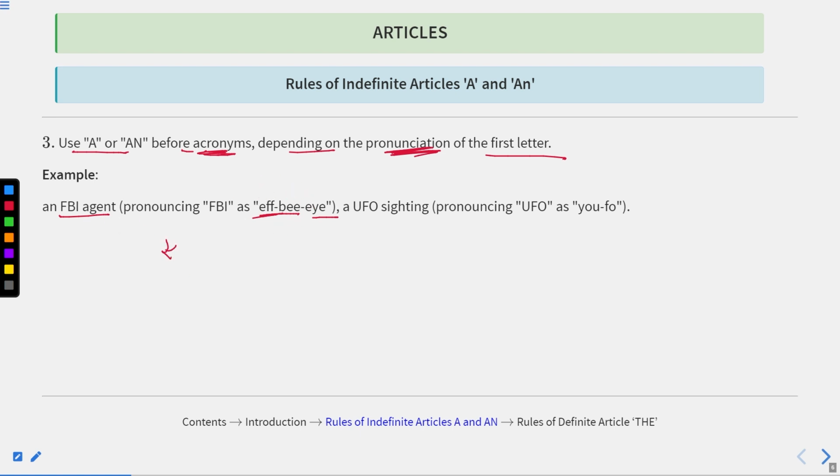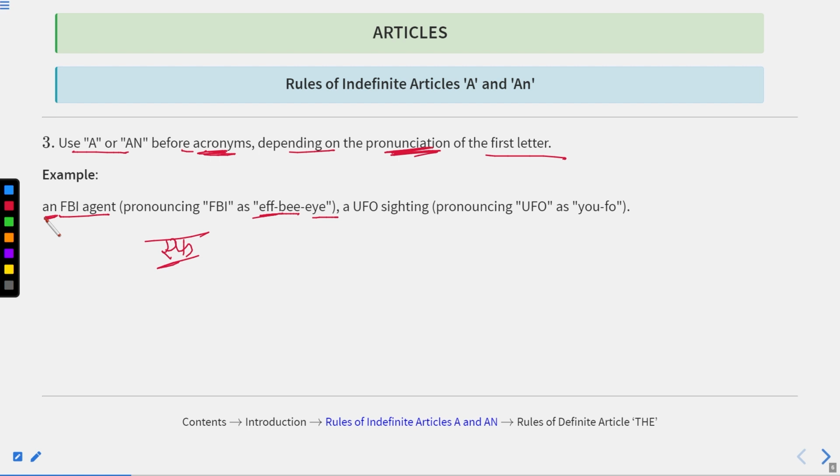F is somewhere like this. And if it is like this, it is beginning with the vowel sound. That is why we should write an, not a. FBI. Though F is a consonant, yet we should use an just because of the pronunciation of that particular letter. So if the pronunciation of the acronym creates the sound of a vowel, we should use an before it.